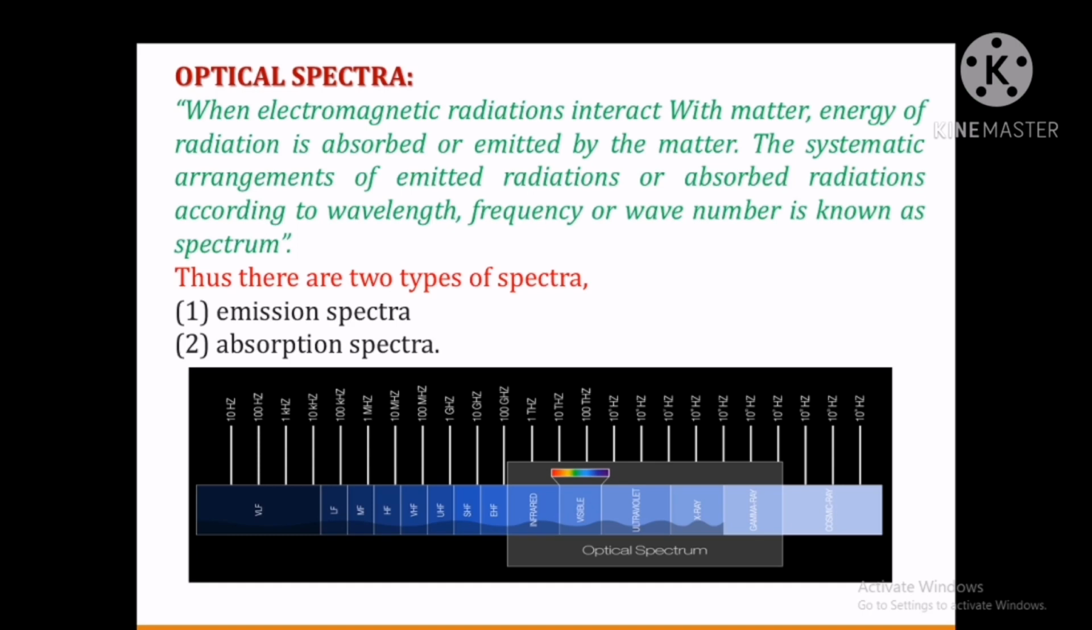Now there are two types of spectrum: emission spectrum and absorption spectrum. Basically optical spectra run starting from gamma rays, X-rays, ultraviolet, visible and into the infrared. All this radiation belongs to the optical spectra. So basically the spectra are of two types: emission spectra and absorption spectra.